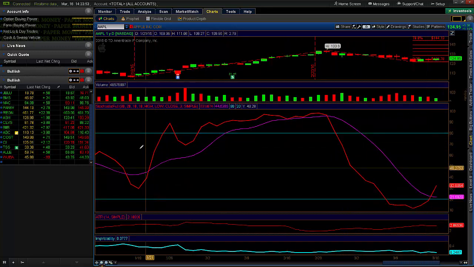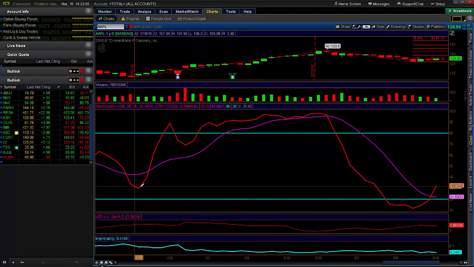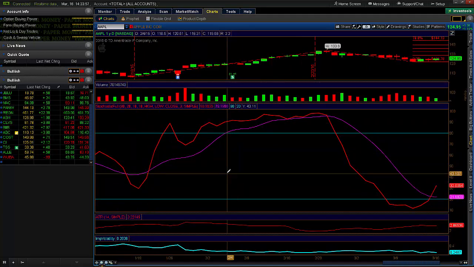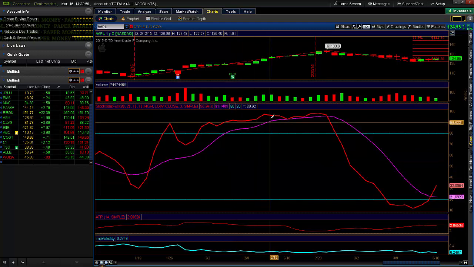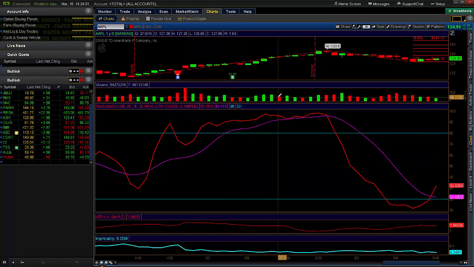And then in between your 20 and 80, anytime it hooks going back up, that is a buy signal. Anytime it hooks coming down, that is a sell signal. Although the ones between 20 and 80 are not as strong as the ones above 80 and below 20.